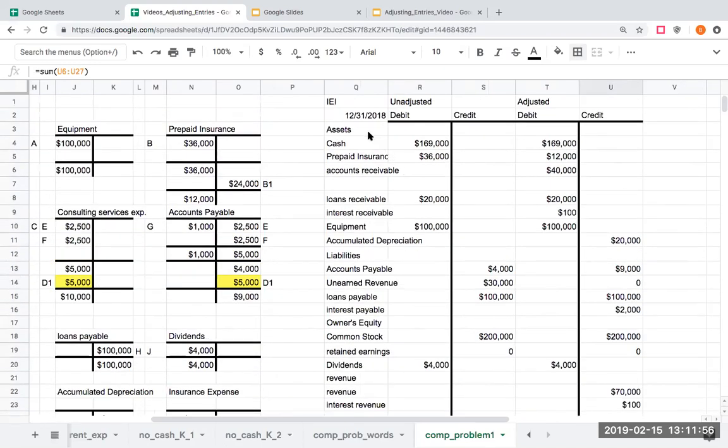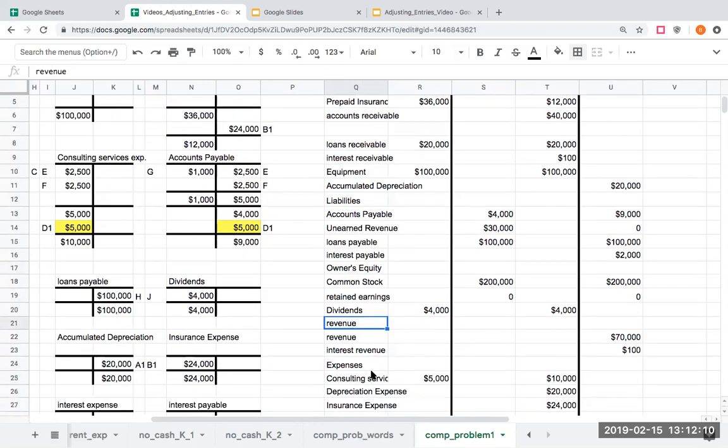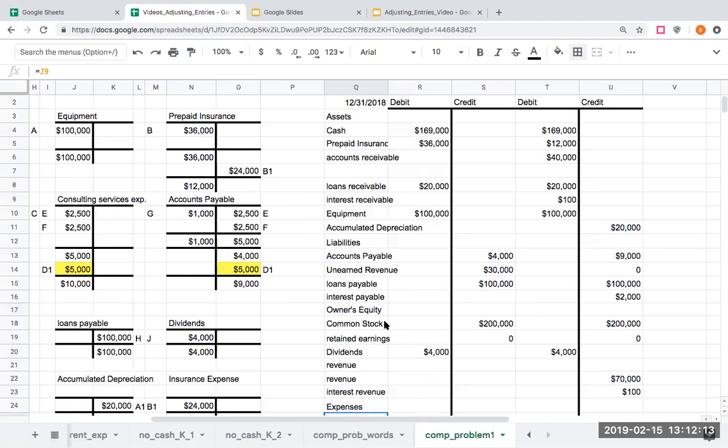Notice that when I'm doing my trial balance, I'm still doing assets, liabilities, equity, then the dividends, revenues, and expenses. The one thing I'm doing slightly different here is you're noticing a little bit of a break between accounts receivable and loans receivable, and then the equipment. And the reason why is later on, we're going to be preparing what is a classified balance sheet.